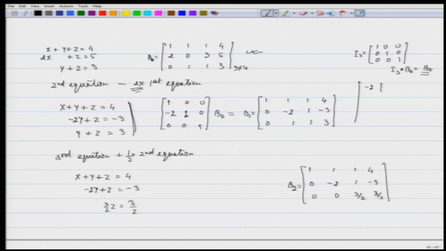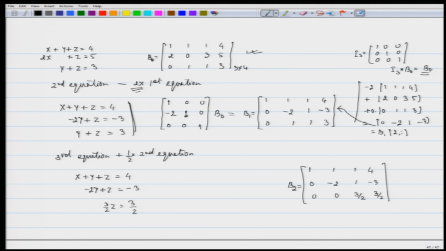So minus 2 times 1 1 1 4, plus 2 0 3 5, plus 0 times 0 1 1 3. This gives you 2 minus 2 is 0, 0 minus 2 is minus 2, 3 minus 2 is 1, and 5 minus 8 is minus 3, which is nothing but the second row of B1. So whatever we could do for the system of equations, subtracting one from the other, I am able to get it by matrix multiplication.